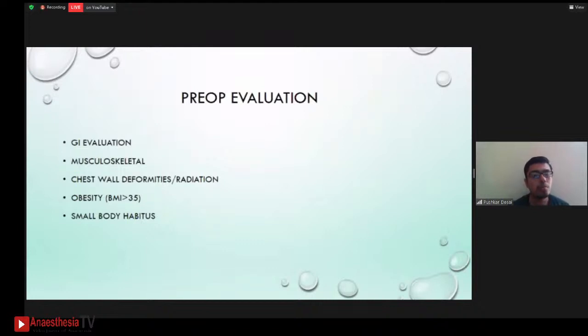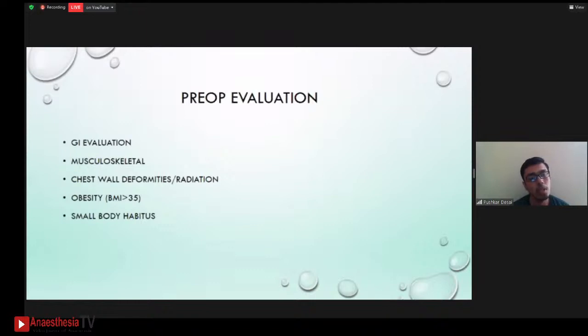Coming on to the other systemic evaluation, as TEE is an integral part of the surgery, we should always look for GI evaluation. The presence of any esophageal stricture, tumor, laceration, upper oropharyngeal injury, active diverticulum, or upper GI bleed are all contraindications for TEE. So we should always look for those factors.